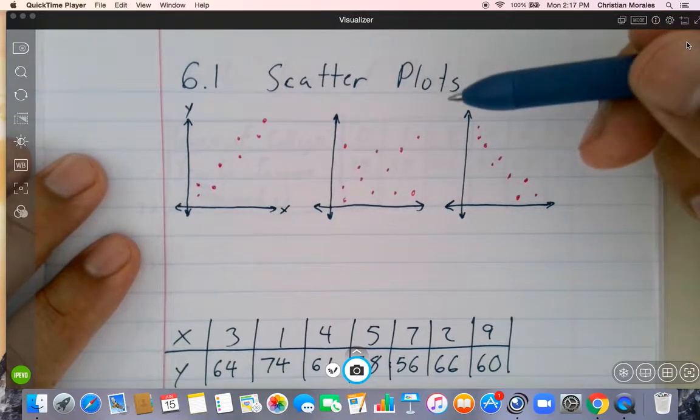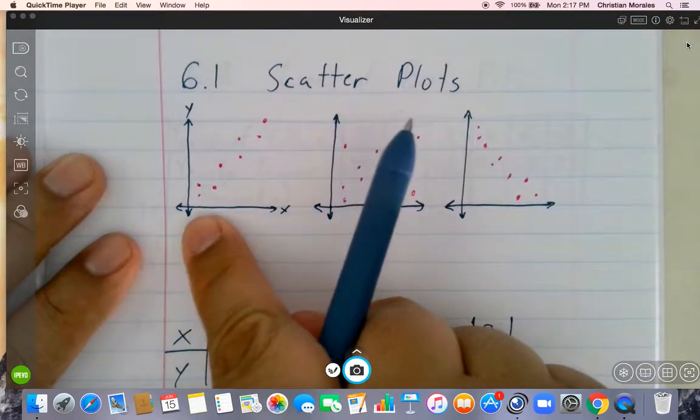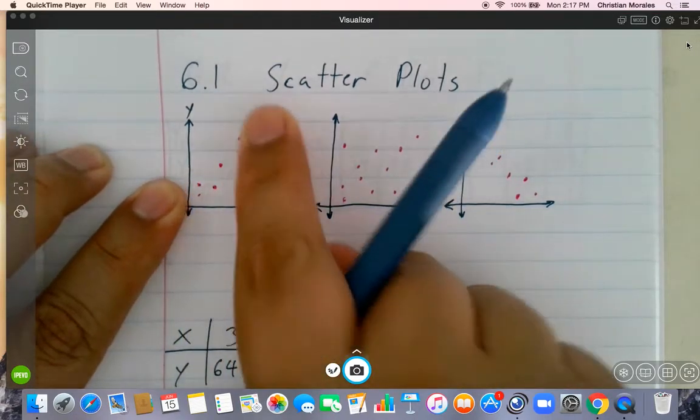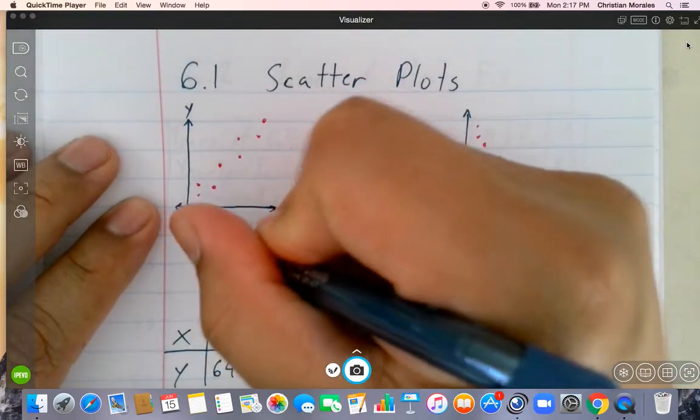That's called an association. So for example, you see these points, if you looked at it going from left to right, they seem to be moving upwards. So we would say that this has a positive association.